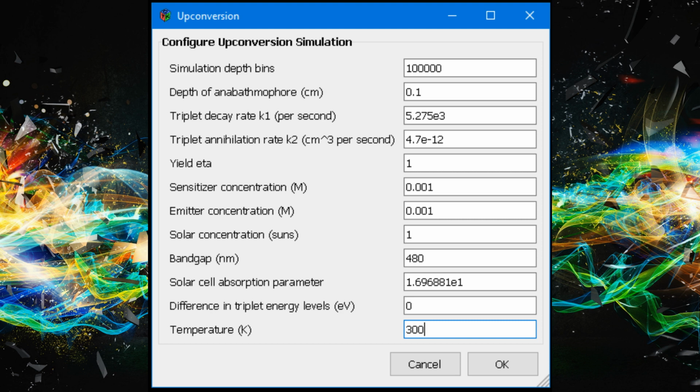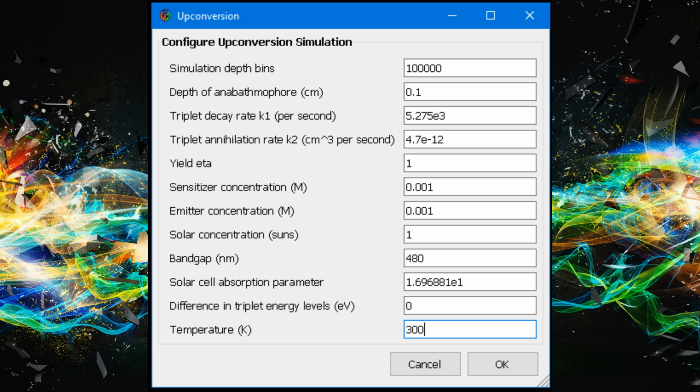The next parameter to consider is the depth of the anabathma. For typical laboratory experiments, that's going to be the thickness of the cuvette, which contains your sensitizer and emitter that's performing the upconversion. In an efficient device, you will typically find that the depth is much smaller. The units of depth is centimeters.